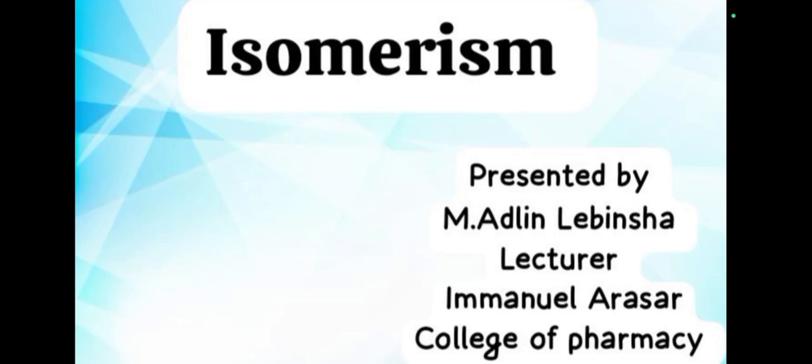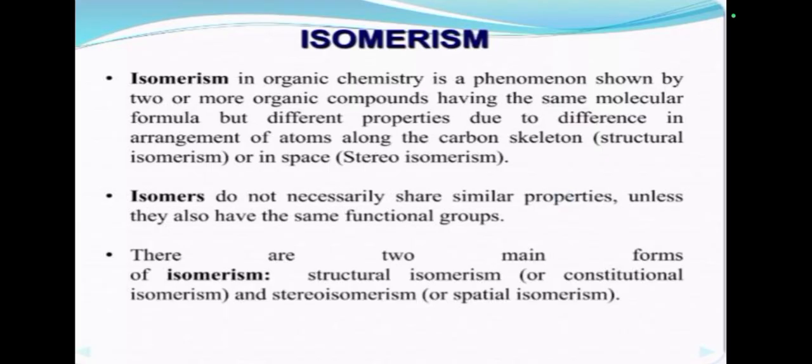Today's topic is isomerism. First we see the introduction to isomerism. Isomerism is a topic in organic chemistry. It's a phenomenon shown by two or more organic compounds having the same molecular formula but different properties due to a difference in the arrangement of atoms along the carbon skeleton or in space.